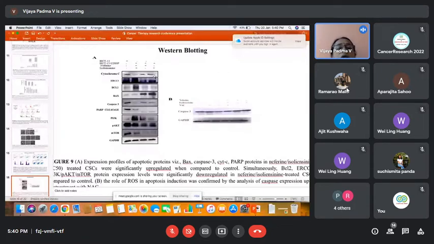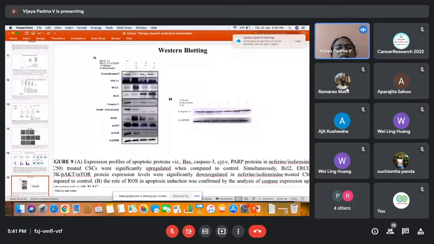You can see here, not combinatorial regimen, this is individual treatment. This is the sensitive cell. Then this is the resistant cell. Next, the second one is the resistant cells in combination with neferine and isoliensinine. The resistant cells treated with neferine. This is the resistant cells treated with isoliensinine.